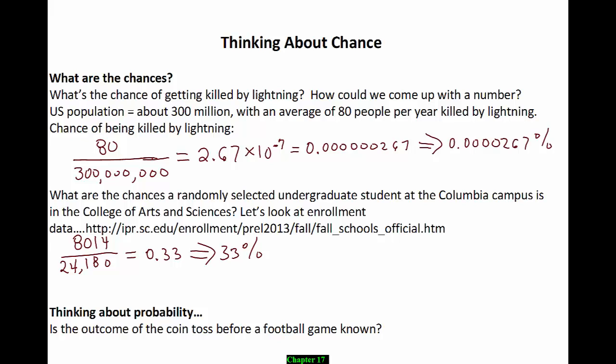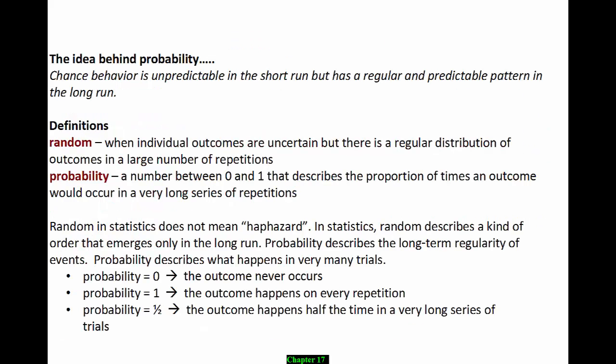First, a question. Is the outcome of the coin toss before a football game known ahead of time? Do we know if it's going to land on heads or tails? No, of course not. This is not known ahead of time. So why then, if it's not known whether it's going to turn out to be heads or tails, it's random, we have no idea which way it's going to turn out, why is it okay to use the coin toss to decide who gets the ball first? Well, we know that in the long run, 50% of the coin tosses are going to be heads and 50% are going to be tails. So in the long run, it's fair.